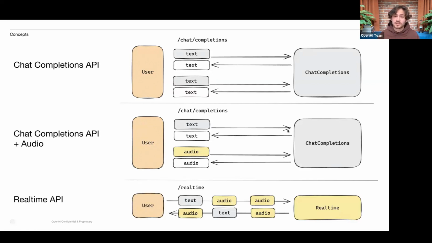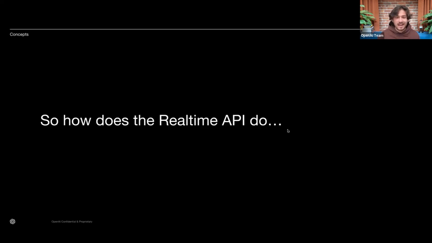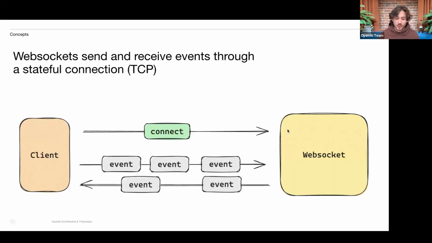However, the real-time API changes this a little bit, where now we have this two-way connection where you can send text and audio and then receive text and audio interlaced asynchronously at the same time. And this is sort of what enables it to be such a fast, low latency API. So how does it actually do real-time? The answer is WebSockets. Let's take a quick reminder of what WebSockets are. They are a stateful connection used by the web. You open a stateful connection, and then you send and receive events back and forth.